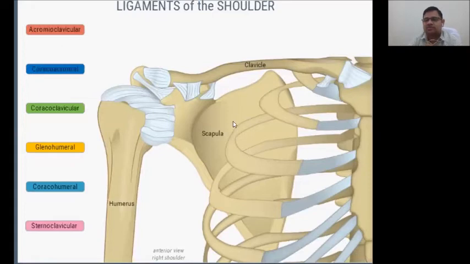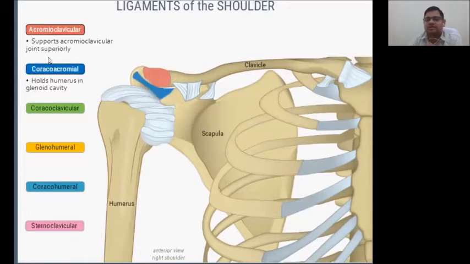One by one, first of all, identify the bones: clavicle, scapula, and humerus. You have already done that. Now you see this is the acromioclavicular joint. From the name only, you can understand where they are going to be joined: between the acromion and clavicle. It supports the acromioclavicular joint from the superior side. Then the coracoacromial ligament, between the coracoid process of the scapula and the acromion itself, holds the humerus in the glenoid cavity. Then the coracoclavicular ligament, between the coracoid process of the scapula and the clavicle, primarily supports the acromioclavicular joint.